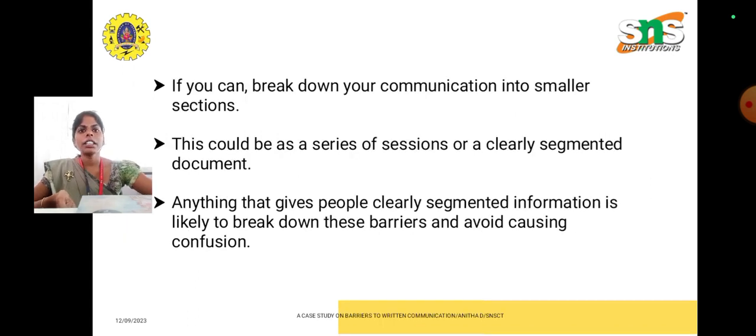Here, if you can break down your communication into smaller sections, which means saying something in a small paragraph, it will be very easy and interesting to the reader. They will get some interest to read what you are trying to say. This could be a series of sessions or a clearly segmented document. If you are telling about something, you have to show the proof of what you are trying to say. Anything that gives people clearly segmented information helps break down these barriers and avoid causing confusion.